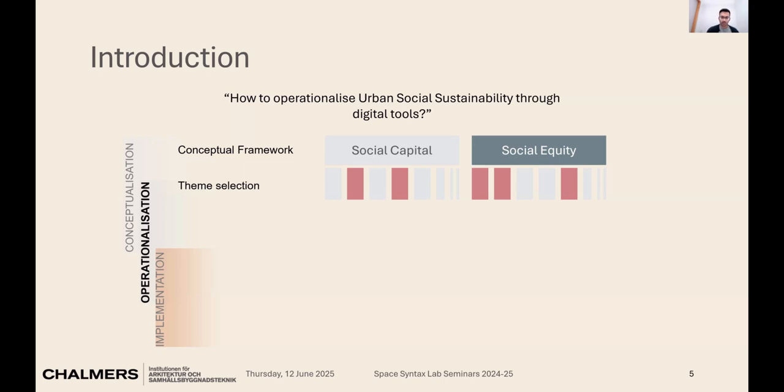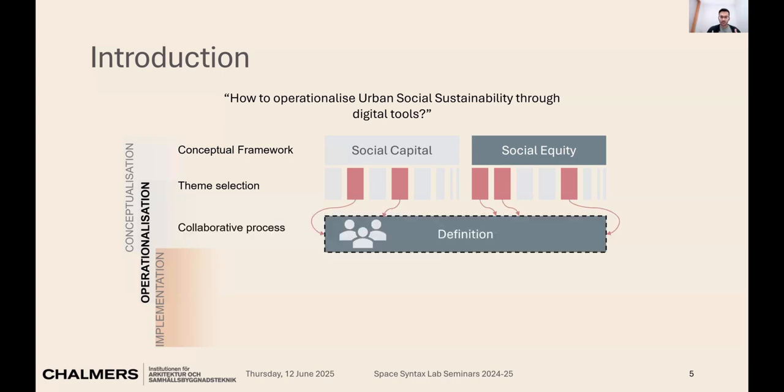that fall under social capital and social equity and try and define what social sustainability means for them in the context of their problem or their project, their sites. And it's this collaborative process of defining social sustainability that then leads into the implementation stage.